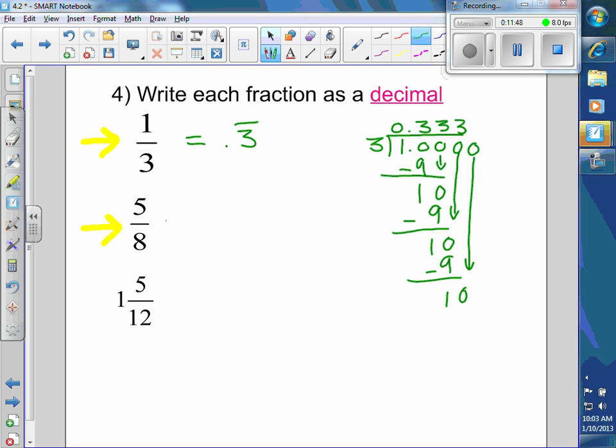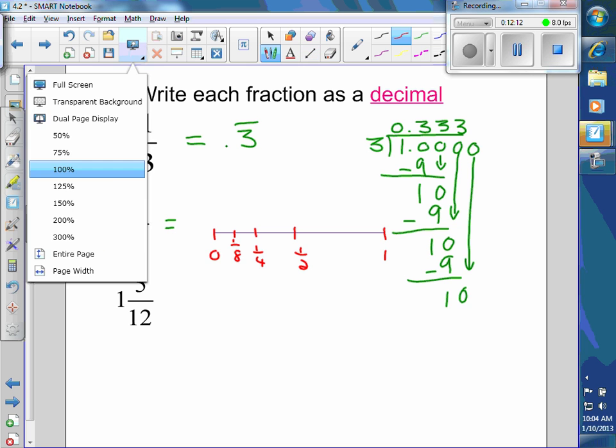With 5/8, I did this a few minutes ago. If you don't have it memorized, my recommendation is don't do long division. Just do simple number line thinking. If this is 1, that's a half. This is a fourth. And this is an eighth. You know that, right?